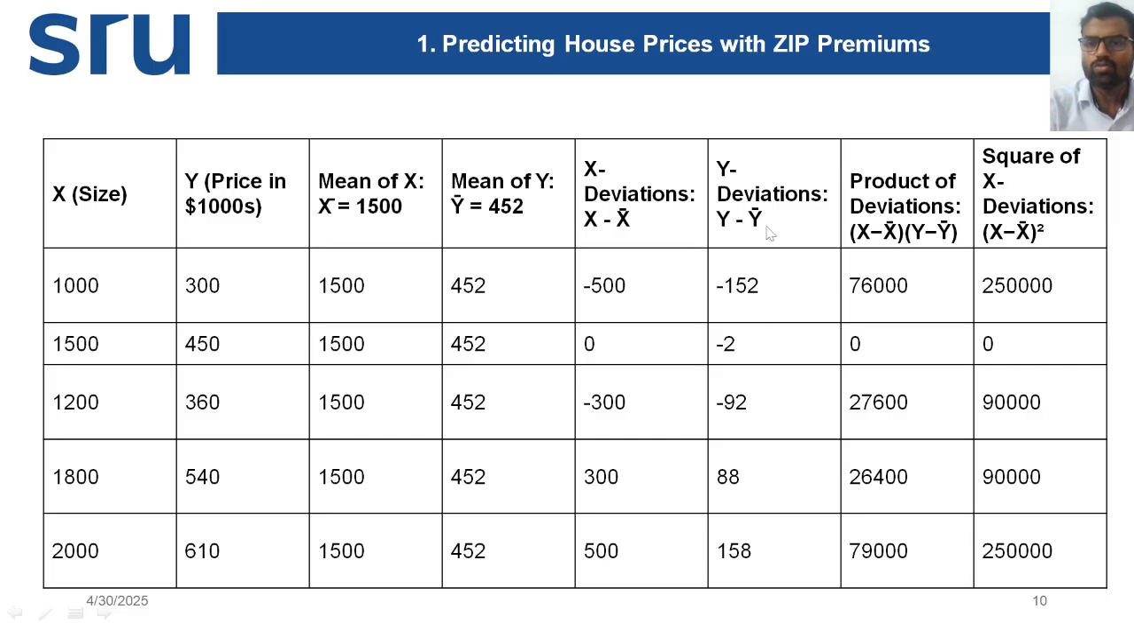Now, for the product of deviations, we need to multiply these two. Minus 500 into minus 152, minus into minus is plus, gives 76,000. Then 0 into minus 2 is 0. Then minus 300 into minus 92 is 27,600. 300 into 88 is 26,400. 500 into 158 is 79,000. Then the square of x deviations.